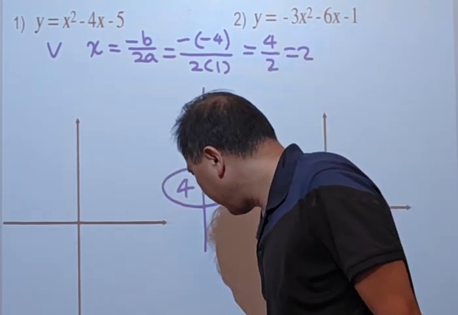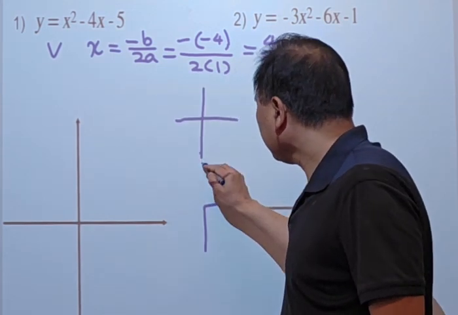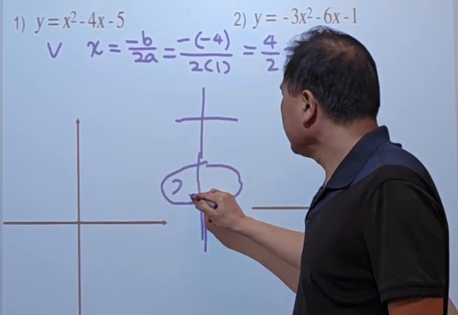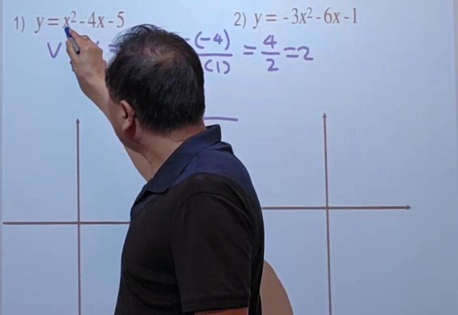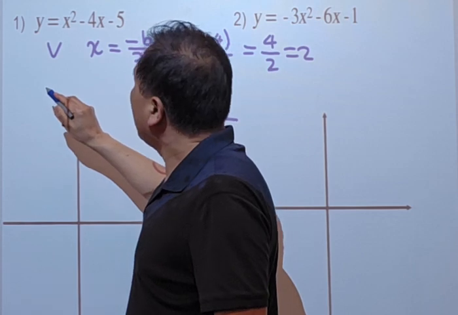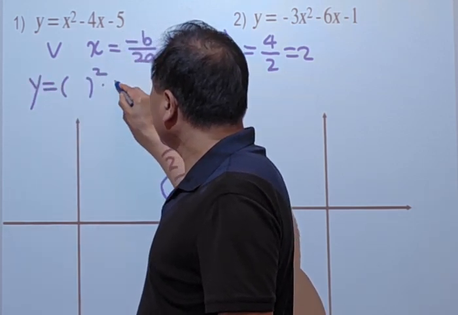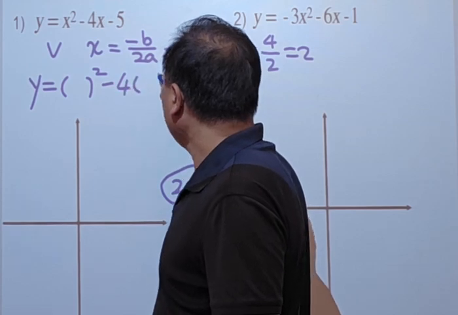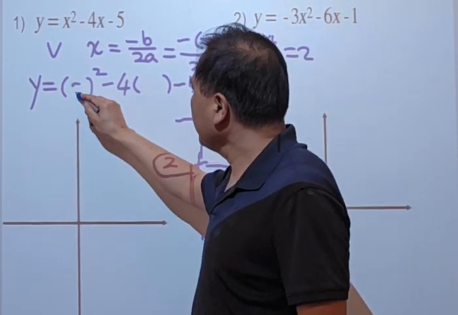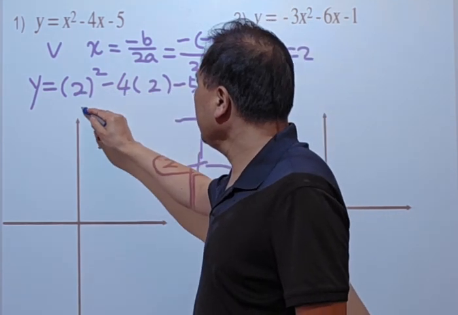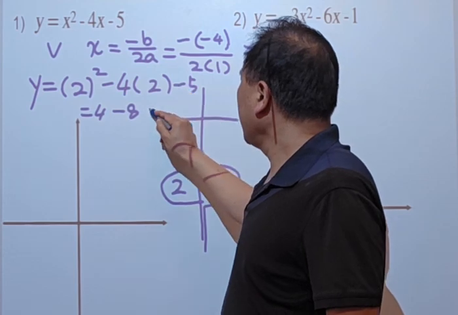So the vertex x value is 2, so let's find the y value when x equals 2. You find the y value by plugging x into the original equation. When you plug in, always put parentheses there instead of x, and I'm going to put 2 there.